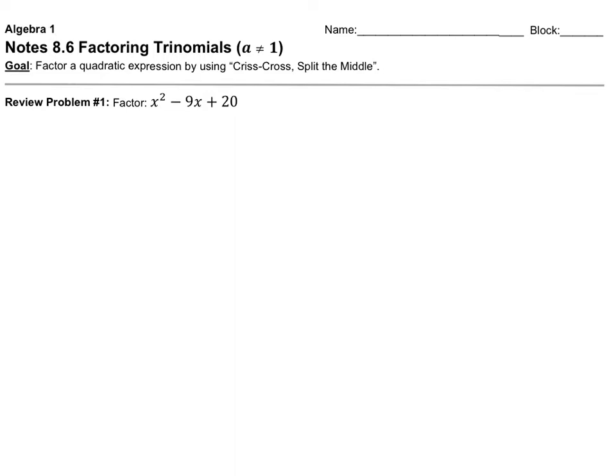So when we're factoring, first step, is it in standard form? Yes, this is in standard form. Second step, can I take out a greatest common factor? And here I cannot. And then third step is how many terms are there? There are 3 terms and our leading coefficient is 1. So this is a double bubble problem, meaning we're going to have 2 pairs of parentheses with an x in each one, and we're looking for 2 numbers that multiply to get 20 and add to get -9.